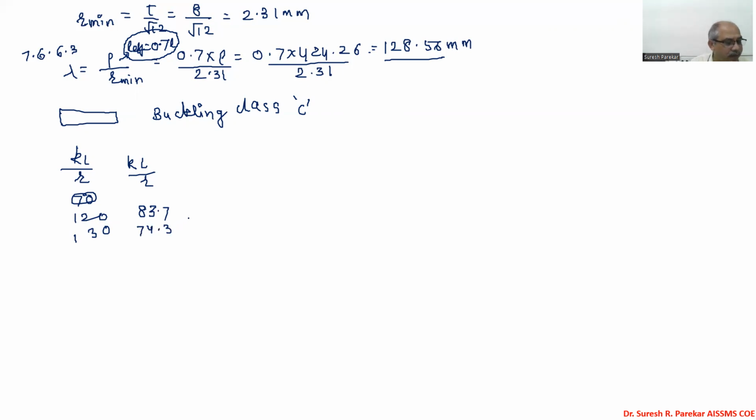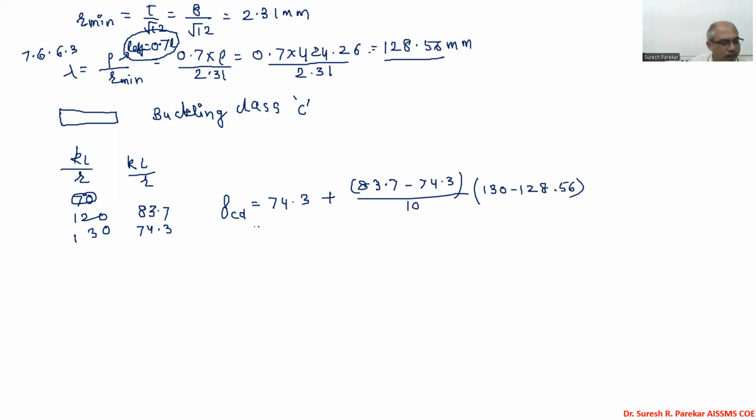And from this, we will find value of fcd equal to 74.3 plus (83.7 minus 74.3) divided by 10. We have taken reference that is of 130, so 130 minus 128.56 gives me value of fcd that is equal to 75.65 Newton per mm square.